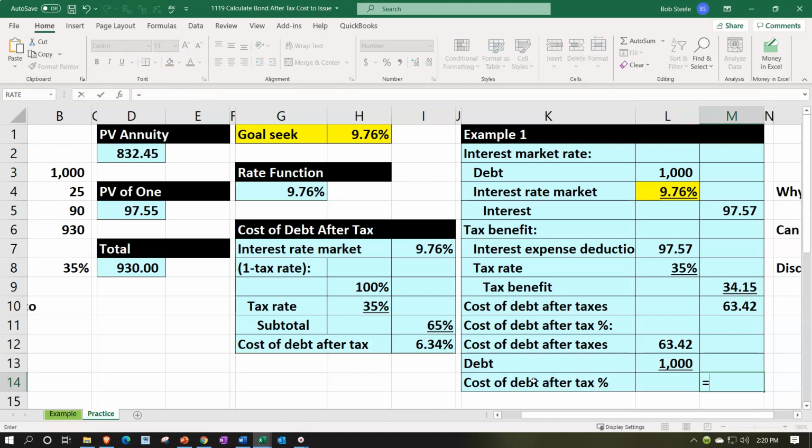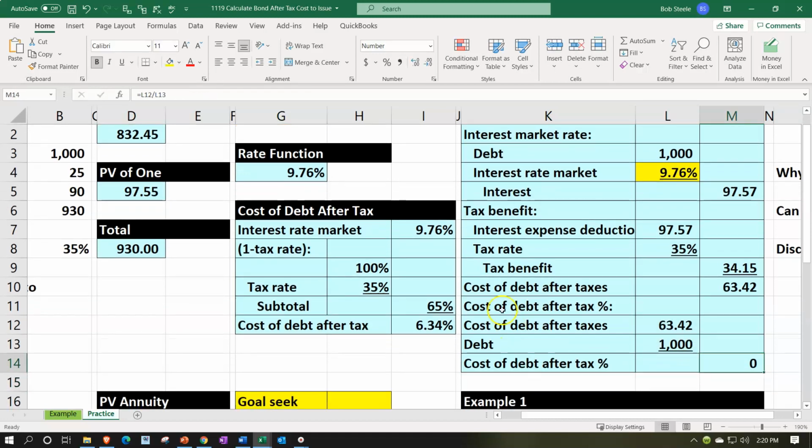And this is going to be equal to the 63.42 divided by the 1,000, making that a percent, number group, percentifying it, adding a couple decimals. We get once again to that 6.34, 6.34. Let's indent here, alignment, indent. Indent this one, alignment, indent.